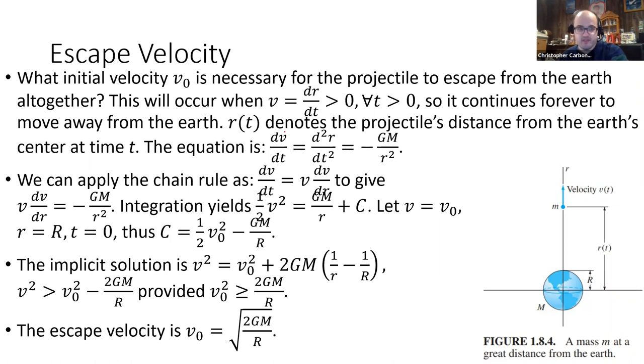Thus, we would be given C is equal to 1/2 V sub zero squared minus G times M divided by R. And the implicit solution then is V squared is equal to V sub zero squared plus 2 times G times M times 1 over R minus 1 over capital R. And V squared is greater than V sub zero squared minus 2 times G times M divided by capital R, provided that V sub zero squared is greater than or equal to 2 times G times M divided by capital R. And thus the escape velocity is V sub zero is equal to the square root of 2 times G times capital M divided by capital R. And so we could see that the mass M is a great distance from the Earth here, and it's noting that escape velocity away from the Earth.